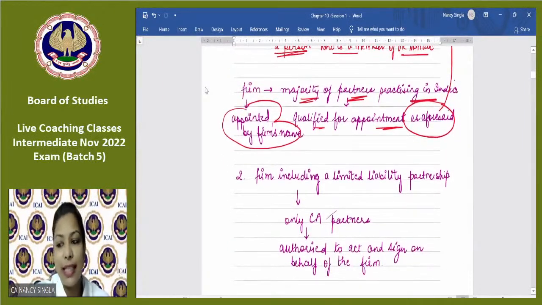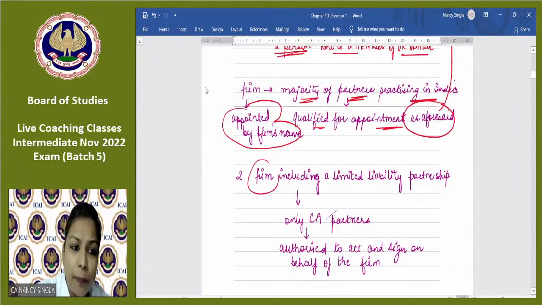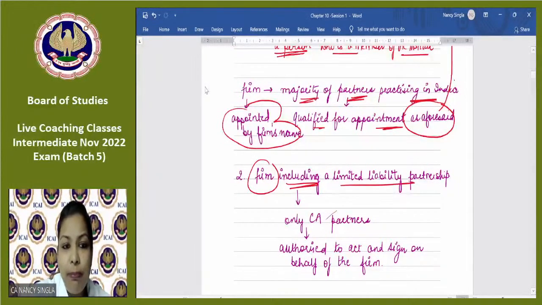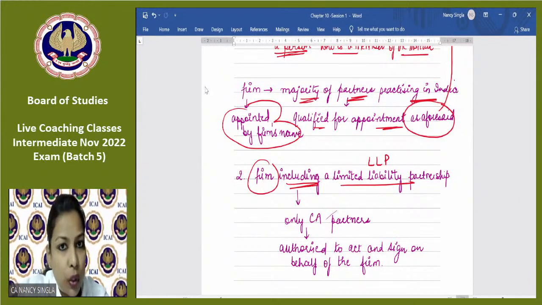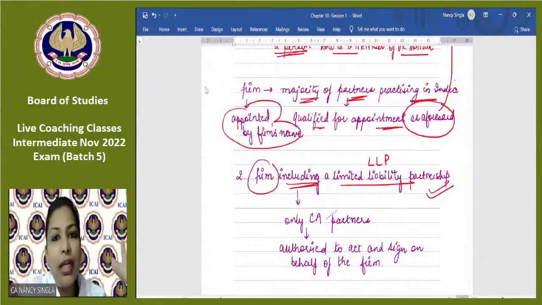Subsection 2 says that a firm, including an LLP, a limited liability partnership, can be appointed as the auditor of a company. So here it clarifies that an LLP can be appointed as the auditor of the company.